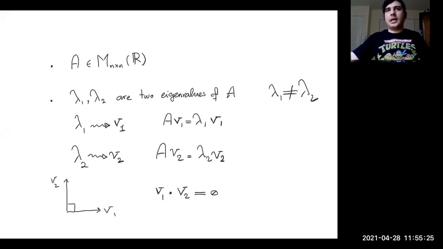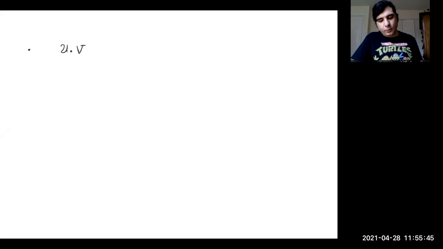Okay, let me write down the proof. So first, it is interesting to note that when we have two vectors u and v, the inner product, which we show as u inner product v, can be written in two different ways.